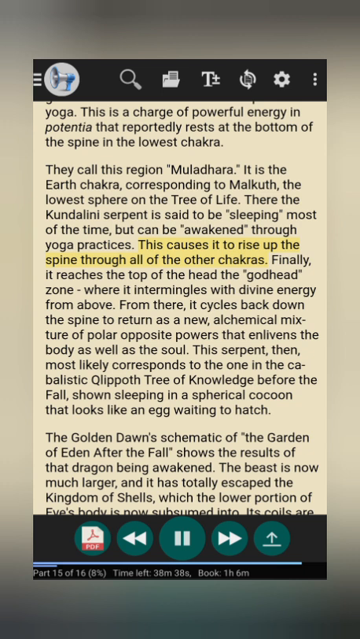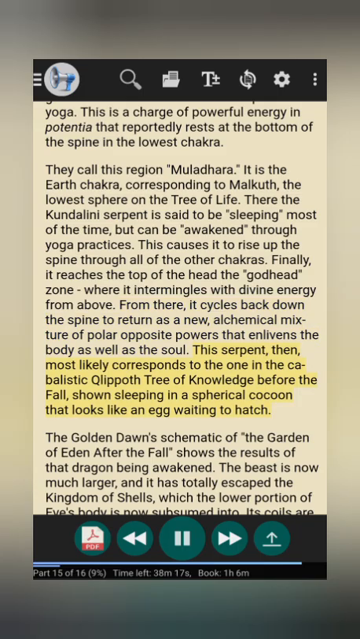This causes it to rise up the spine through all of the other chakras. Finally, it reaches the top of the head, the Godhead zone, where it intermingles with divine energy from above. From there, it cycles back down the spine to return as a new alchemical mixture of polar opposite powers that enlivens the body as well as the soul.